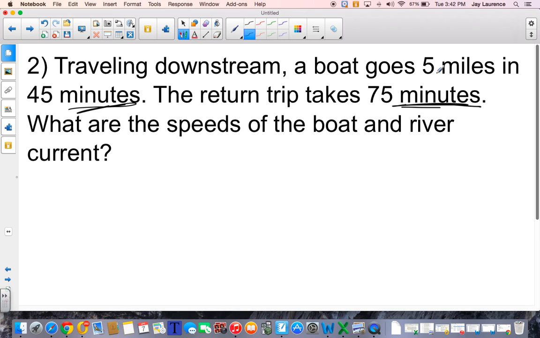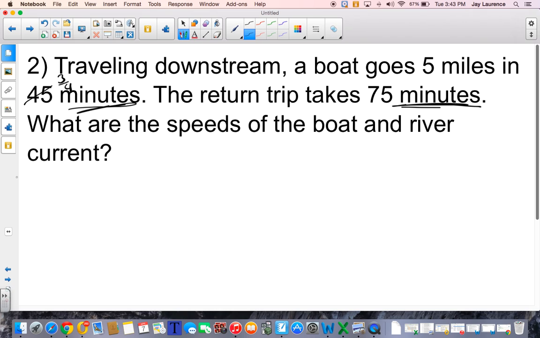Well, I don't like this because we normally don't measure things in miles per minute. We usually do miles per hour. We might do feet per second or something, but not miles per minute. So I'm going to convert this to hours. 45 minutes would be 3/4 of an hour, right? Say 45 over 60 equals X over 1 hour, right? I could solve it, simplify it like that. There's a lot of different ways to do it.